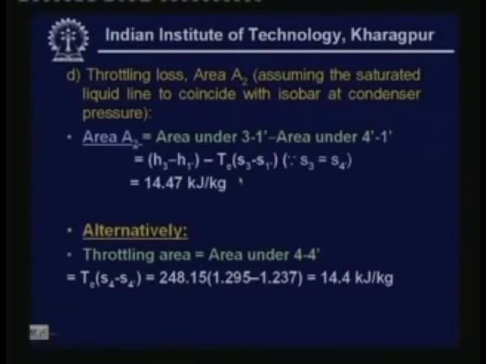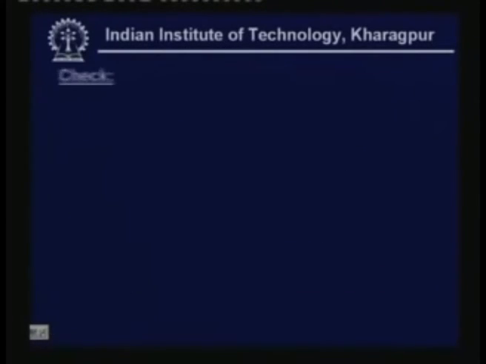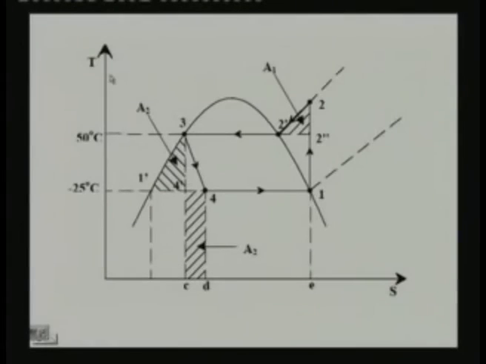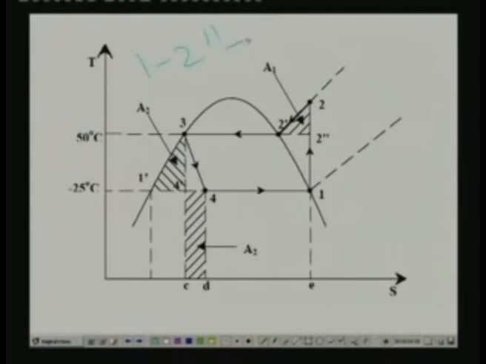You can see that the assumption that the isobar coincides with the saturated liquid line is reasonably good, because these two values are perfectly matching. Now you can also check your results, because we know that for the single stage saturated cycle, the work input is equal to the work input of a Carnot cycle plus area A1 plus area A2. And what is the Carnot cycle? The equivalent Carnot cycle here is 1, 2 dash, 3, 4 dash. So this is your Carnot cycle.